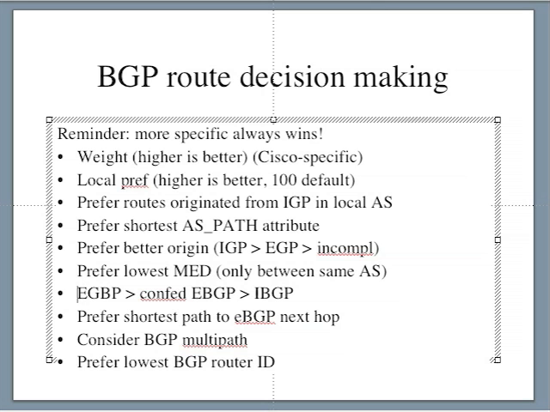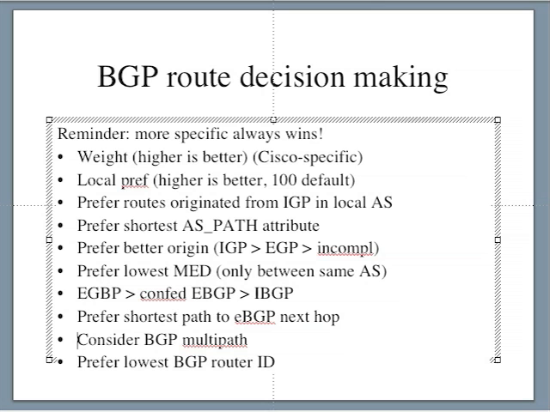And then eBGP routes are preferred over iBGP routes. And I won't talk about confederations today. We prefer the shortest path to the eBGP next hop. So if you have a metric of 5 to get to one eBGP next hop and a metric of 10 to get to the other eBGP next hop, sure, get out of your autonomous system faster. Take the shortest metric.